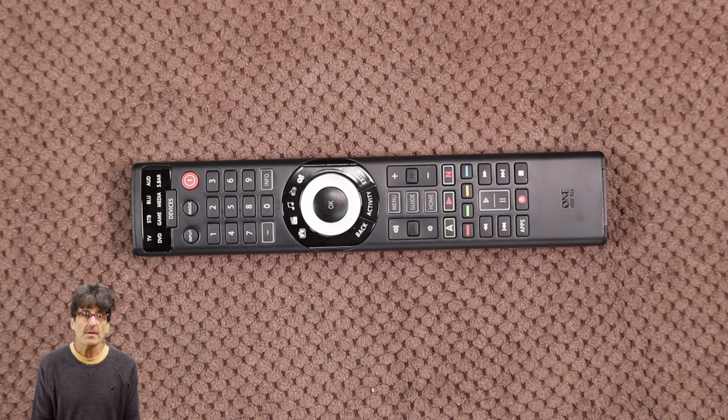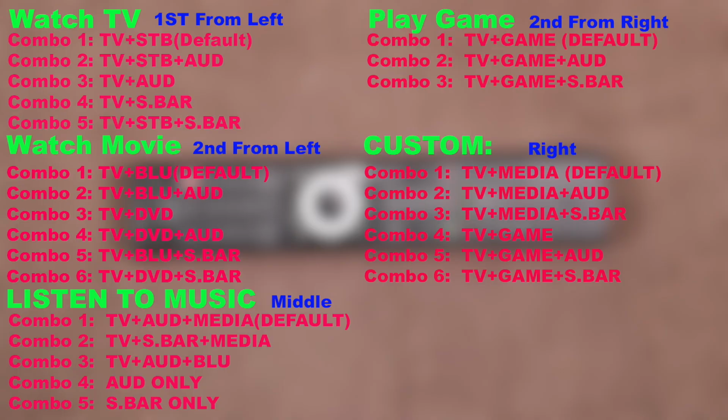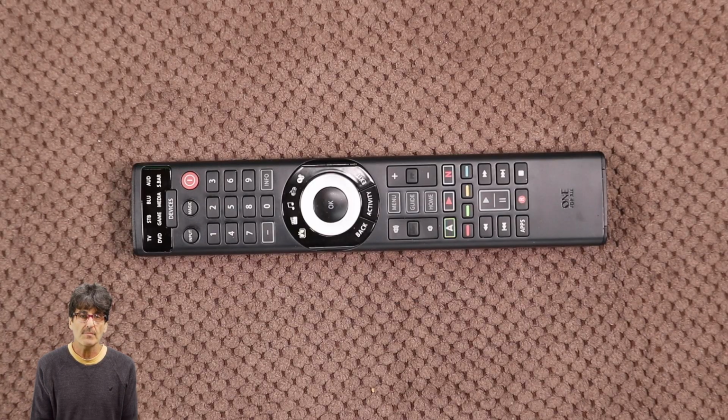I'm going to quickly run through the activities. This is a pretty neat feature that will allow you to combine the functions of different devices without the pain of constantly switching between the devices. Here is a still shot of the different combinations that you can set up. If you need more time, just pause the video right here. Okay, I'm going to set up custom combination number 3, and that is the TV Media Plus Soundbar.